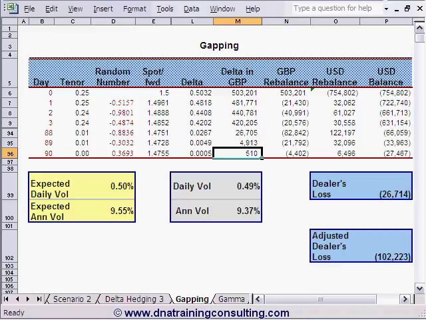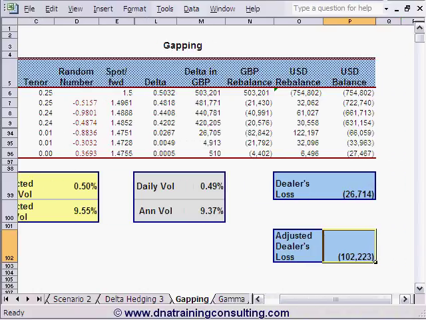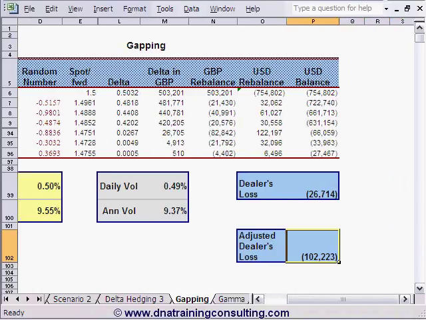Cell P102 on this worksheet shows how this last jump in sterling has taken the trader from a position of more or less breaking even, as we had said, to one where he has a loss of $102,000 or so. Less than 1/3 of this loss being offset by the upfront premium of $28,200.